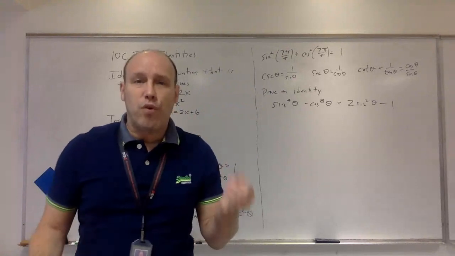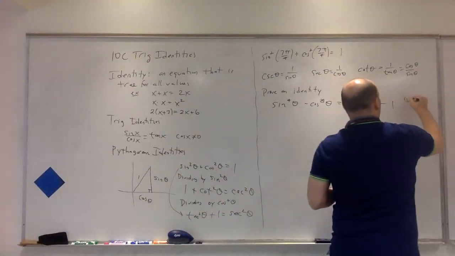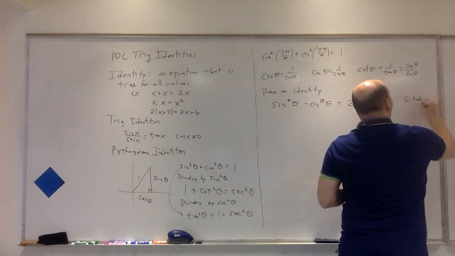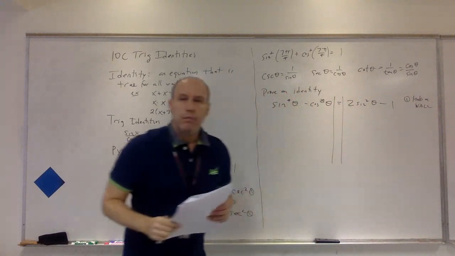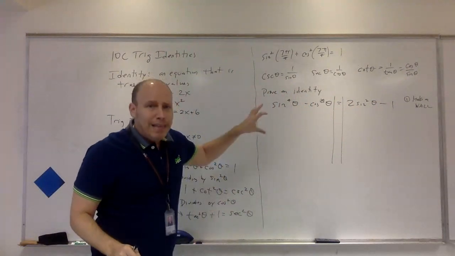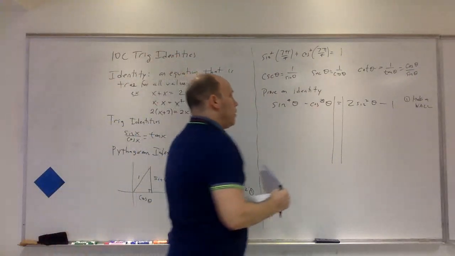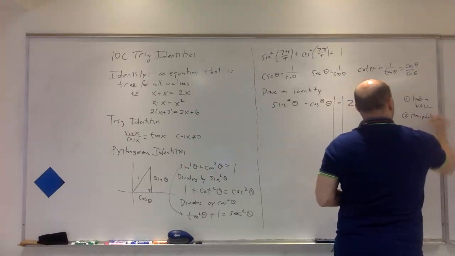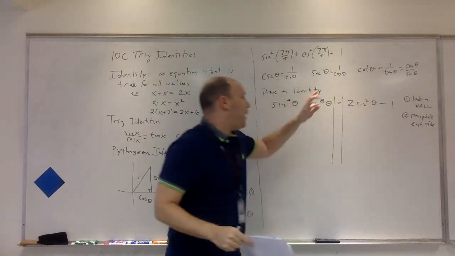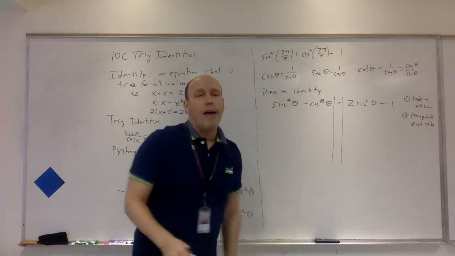Okay, so how do we prove trig identities? Step 1: make a wall. So you're going to put a wall down here. Step 2, you're going to manipulate each side, but you're not going to send the values over from the left to the right. The idea is you're going to manipulate each side so that it eventually looks like each other.